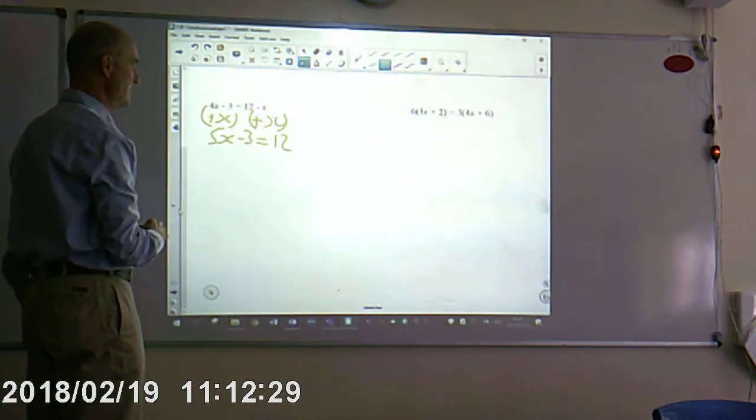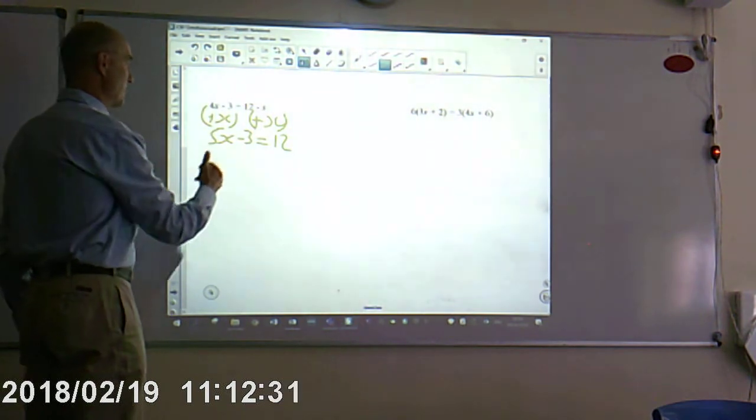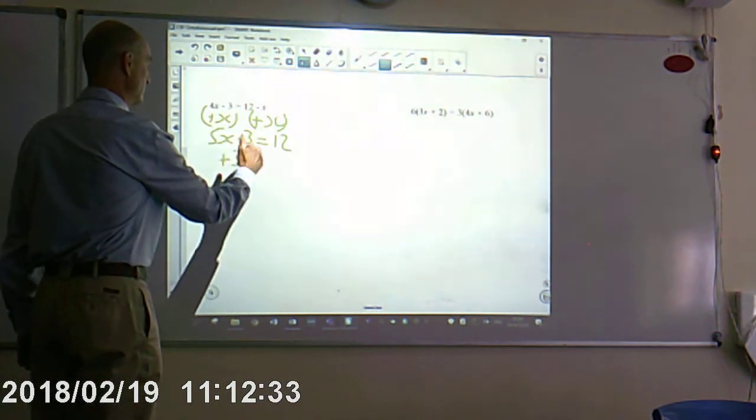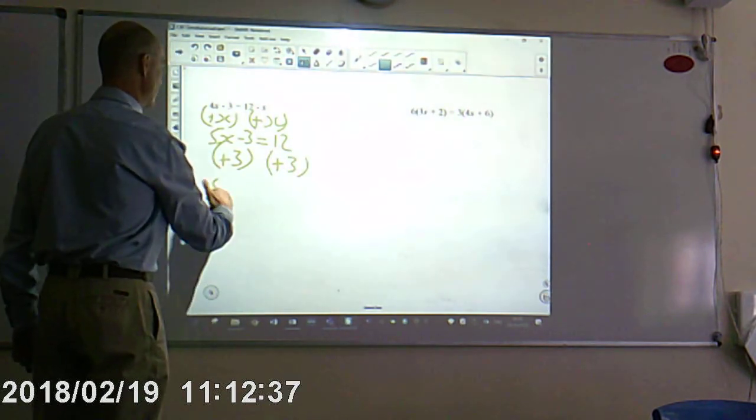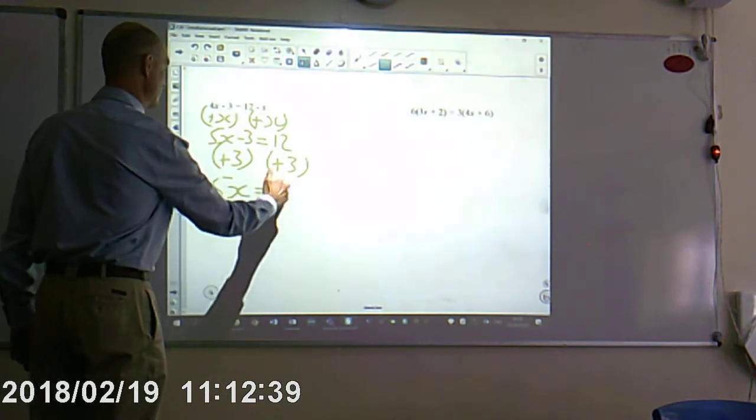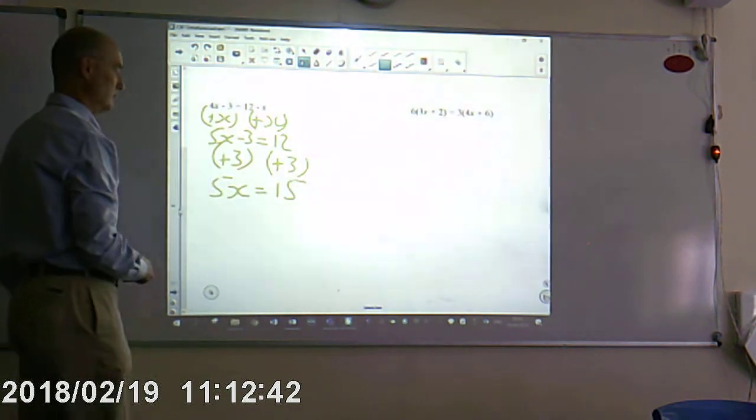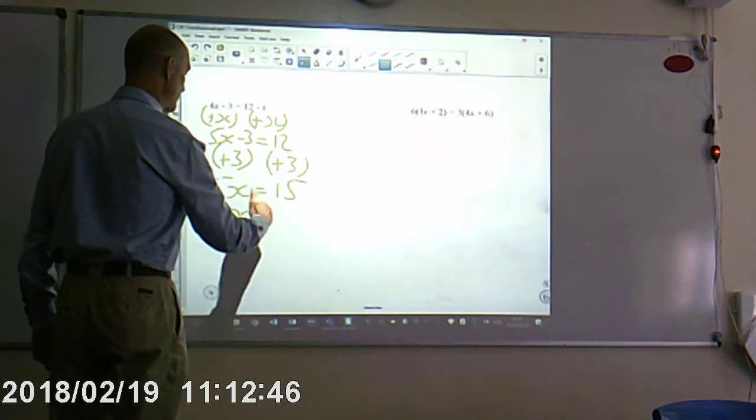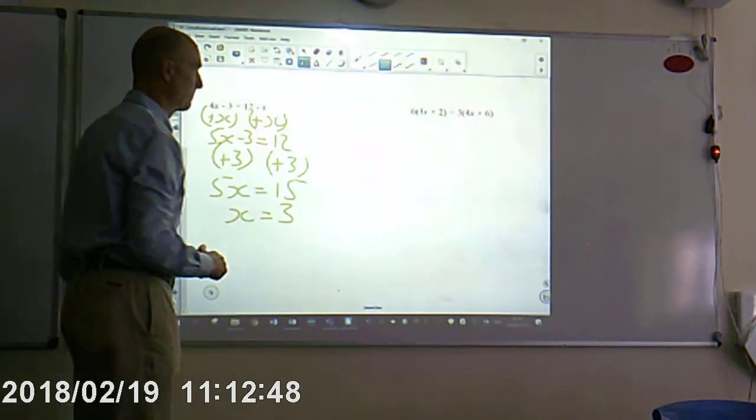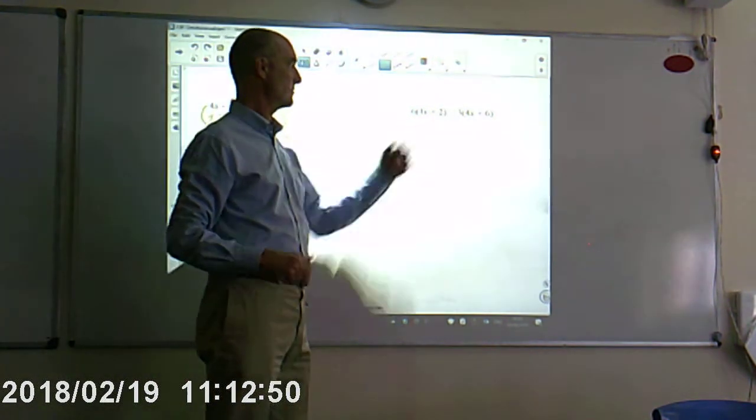What can we do then? Add 3 to both sides. So 5x equals 15. What do we do to get x on its own? Divide both sides by 5. So x equals 3. Okay, this one here, we've got 2 brackets.